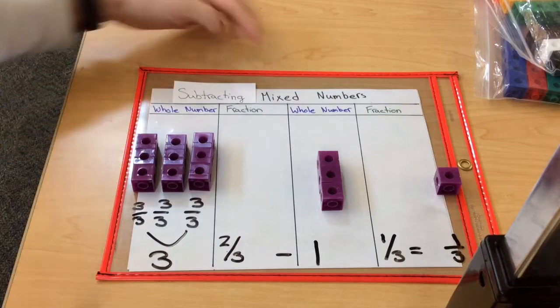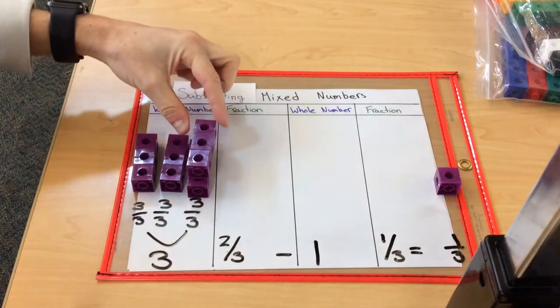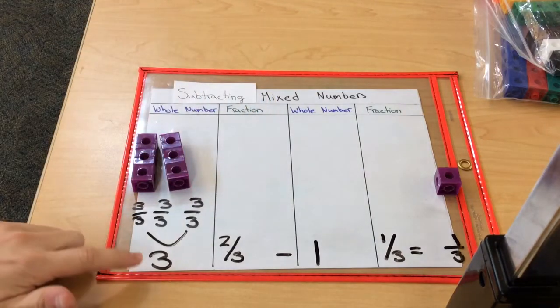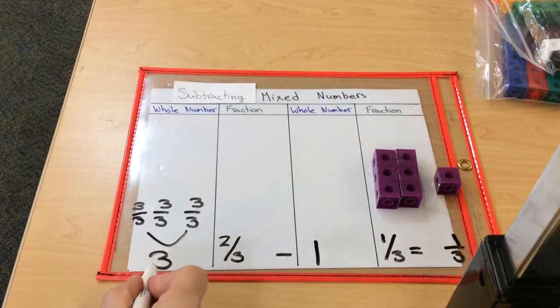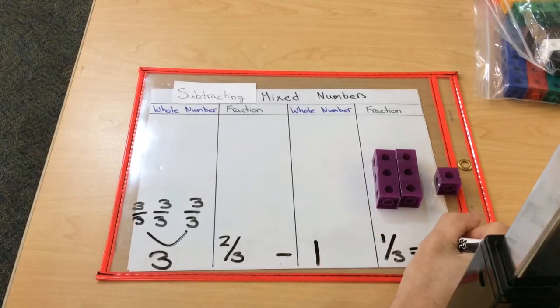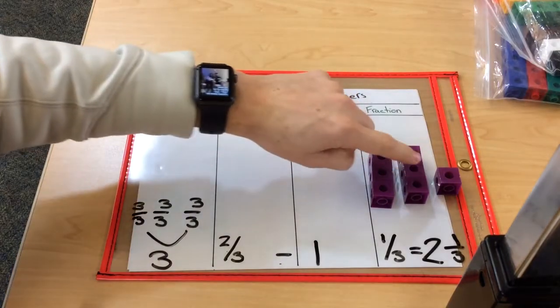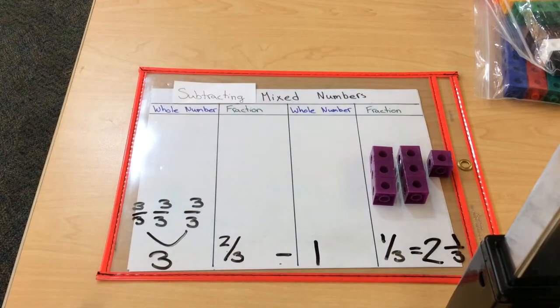Now I move on to the whole numbers. I pick up my 1 whole. I see what it cancels out with, and I take it away. 3 minus 1 is 2. So 3 and 2/3 minus 1 and 1/3 gives me 2 and 1/3. So here are my two whole numbers. Here's my 1/3. That's using cubes.